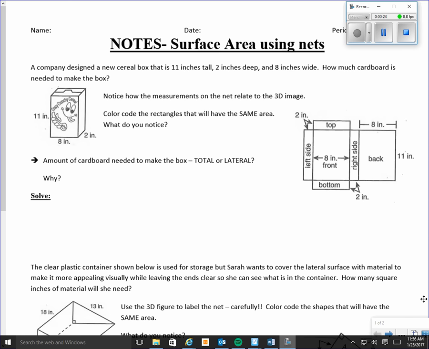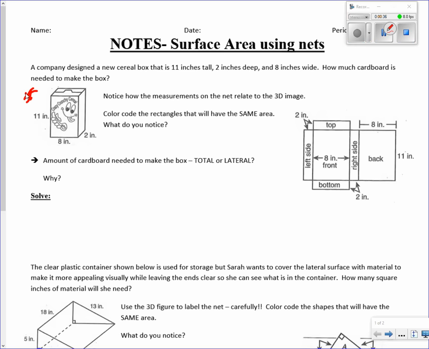It says a company designed a new cereal box that is 11 inches tall, 2 inches deep, and 8 inches wide. How much cardboard is needed to make the box? So if you see over here on the left side, this is what your box is going to look like whenever it's all put together. And it says, notice how the measurements on the net relate to the 3D image.